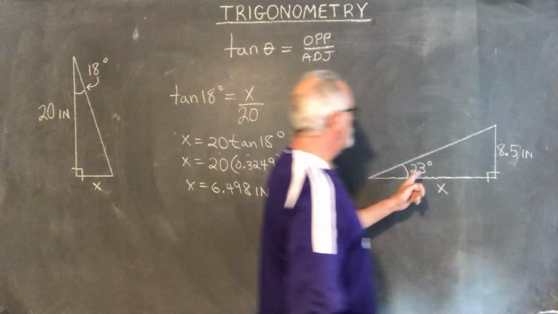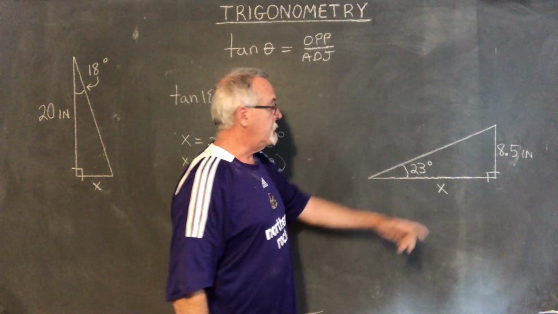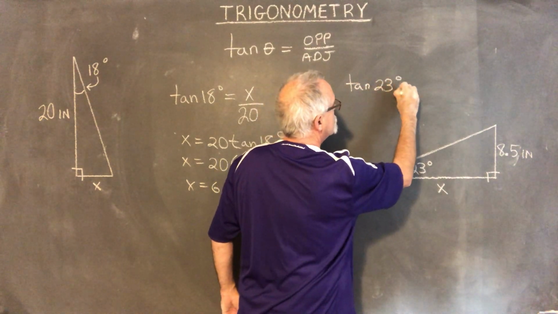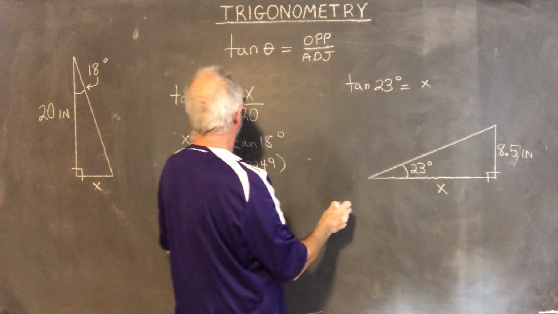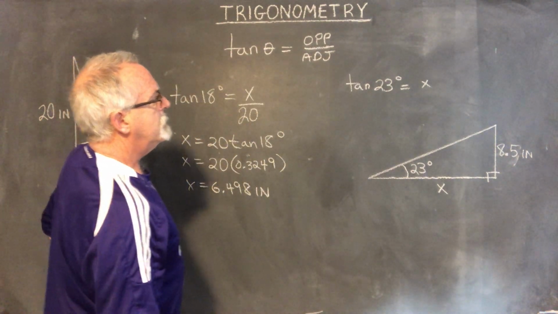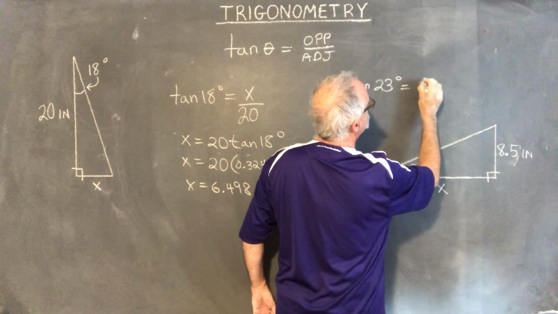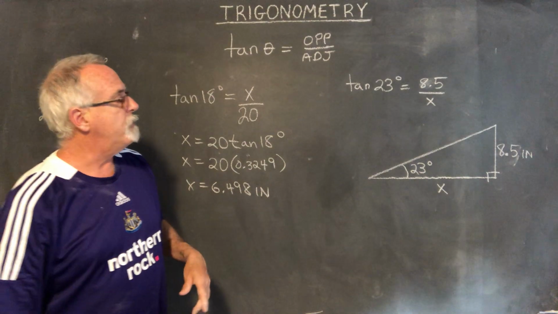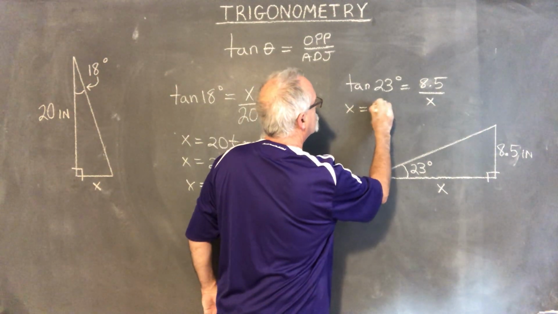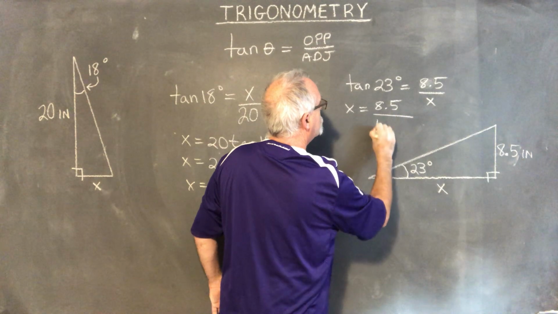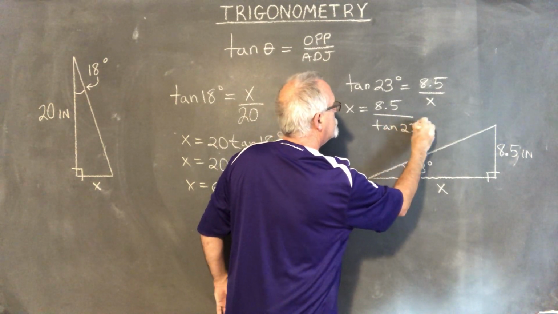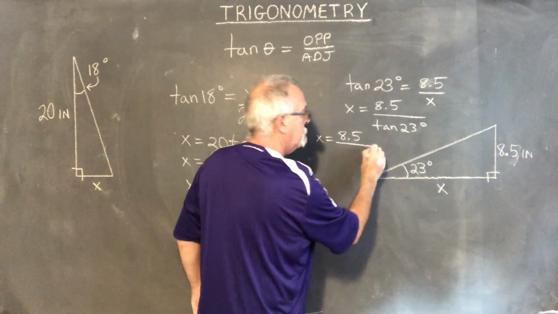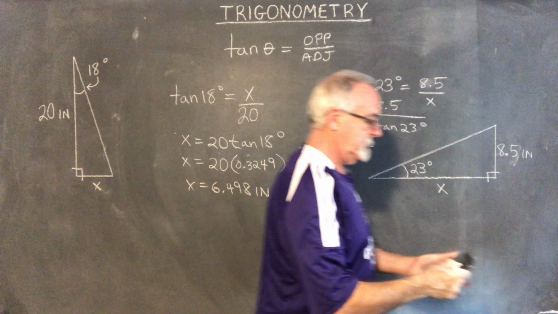Let's do this one. We are looking for the adjacent side this time. Tan of 23 degrees is equal to the opposite, which is my 8.5, over the adjacent, which is my x. This is one where I have to do the trade. Okay, so therefore x is equal to 8.5 divided by tan of 23 degrees.